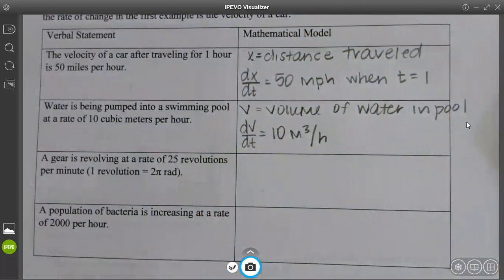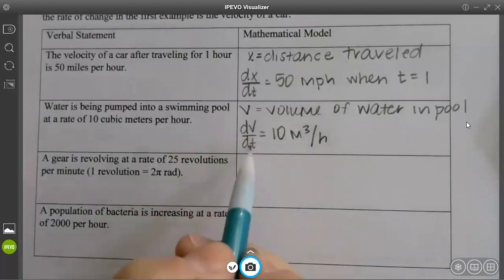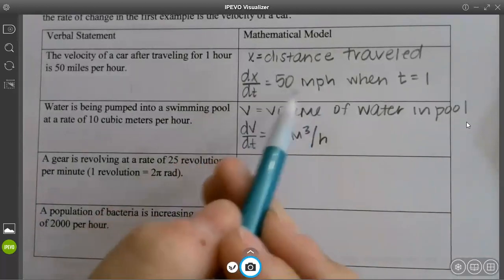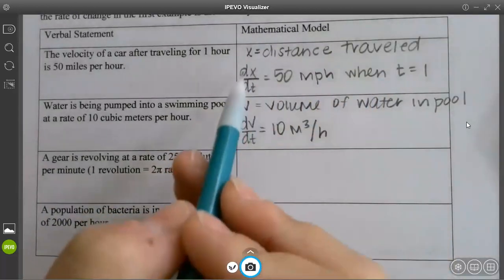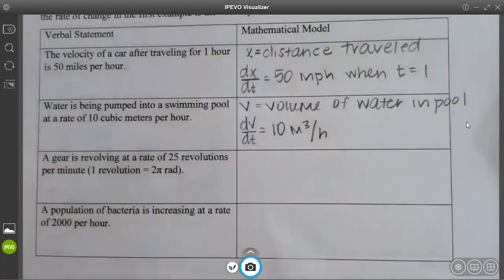It might be easier to do your rate first. We got to have the dV over dt because we're looking, what is the 10 meters cubed per hour pertaining to? It's pertaining to the volume. So we're taking the rate of the volume. This one, what is this 50 miles per hour relating to? It's relating to the distance traveled. So that's what it's based off of.